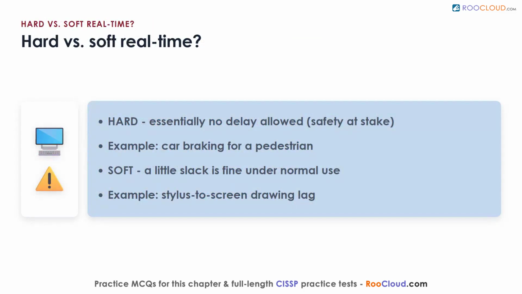What is the difference between hard and soft real-time? It comes down to how much delay you can tolerate. A hard real-time system allows essentially none, because lag could hurt someone. A self-driving car braking for a pedestrian lives here. A soft real-time system accepts a little slack under normal conditions. The tiny lag between a stylus and the line it draws on screen is fine. Same goal of speed, but very different stakes when the clock slips.